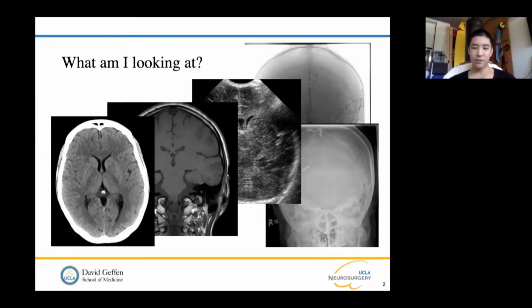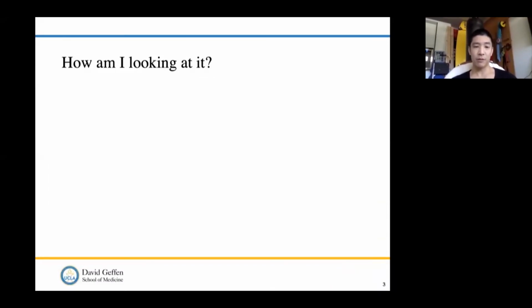Start with the very basics, but always do that, especially when you're first starting out. Just take a step back. What is this that I'm looking at? Because you can't interpret it without knowing what you're looking for and what those things mean. And then second, how am I looking at it?